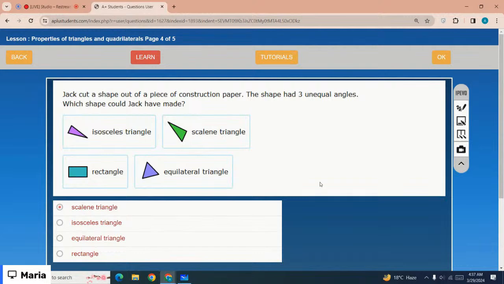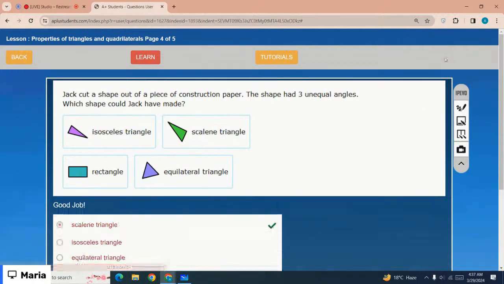a scalene triangle. It's okay if they are not talking to you. You can keep silence. Let them.